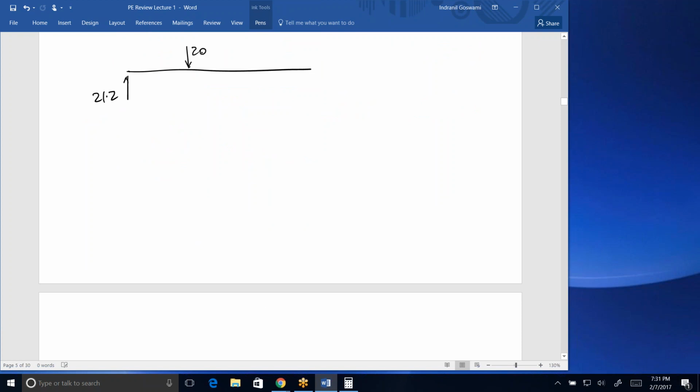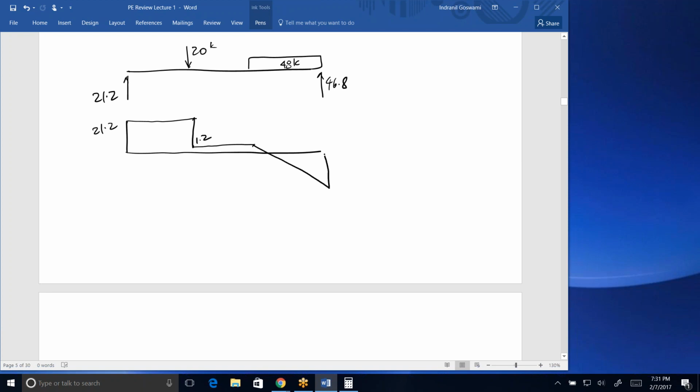So we have a 21.2. 8 feet away we have a 20. Then 6 feet away we have a distributed load containing a total load of 48. And then we have 46.8. Your shear diagram will actually not go through a zero crossing there, so it makes it a little bit harder. 21.2 will then drop down to 1.2 here because of the 20 load. Actually, I'm kind of glad that that happened.